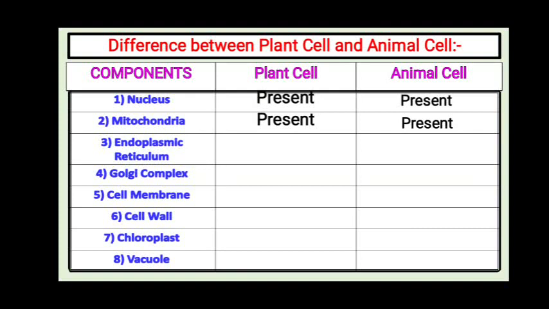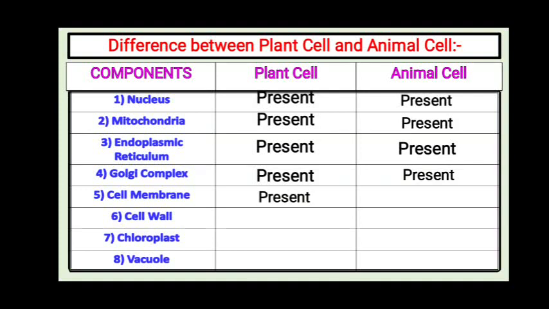Third one, endoplasmic reticulum. Is it present in plant cell? Yes, it is present in plant cell. Also, it is present in animal cell. What about the next one, Golgi complex? It is present in plant cell as well as animal cell. Cell membrane, which is also called plasma membrane. Is it present in plant cell? Yes, it is present in plant cell. What about animal cell? It is present in animal cell also.